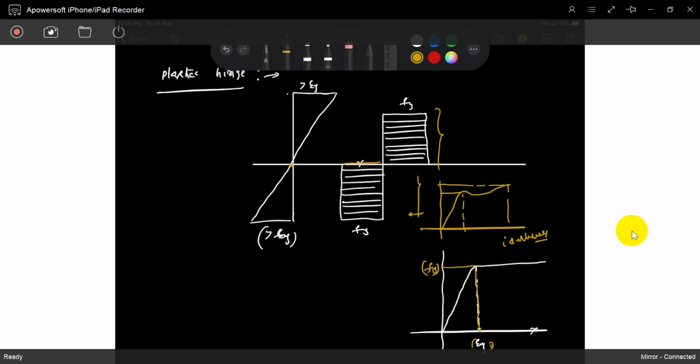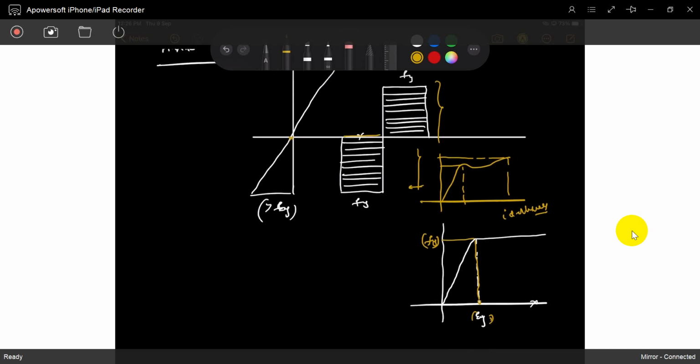That means what will happen? It's like that point. See, the section is like a uniformly distributed something point. This is the point, I think. This is the point, I think. At this point every fiber, the top fiber, the bottom fiber, every fiber reaches the Fy.